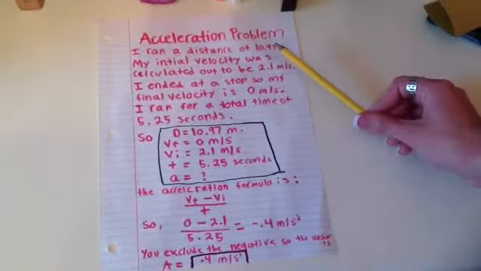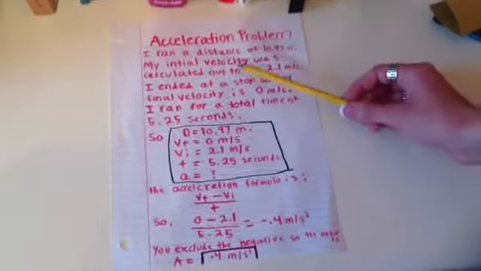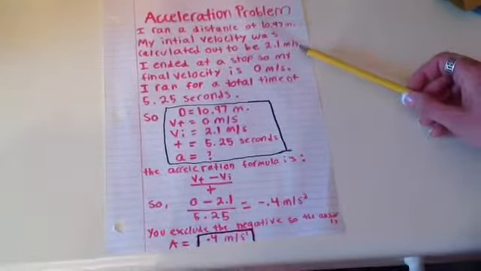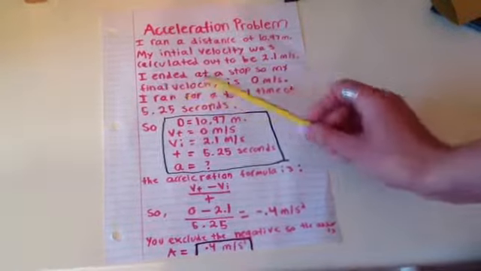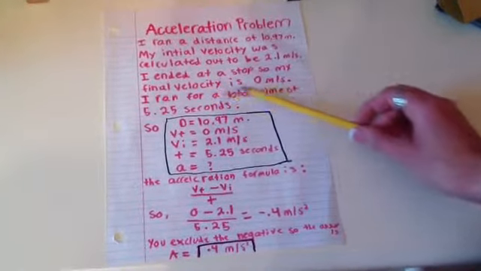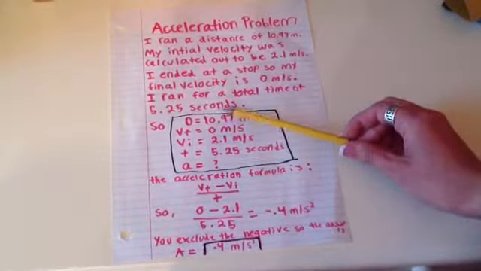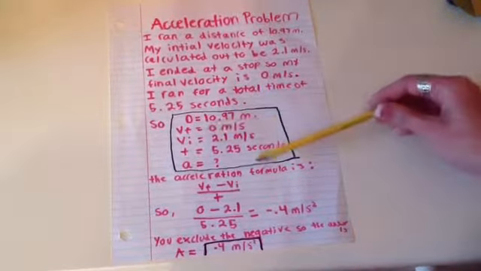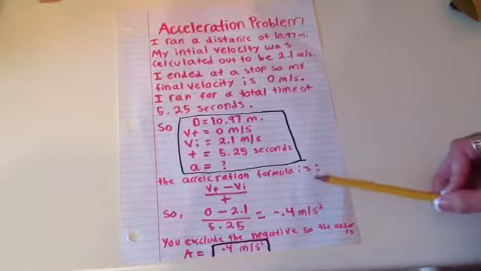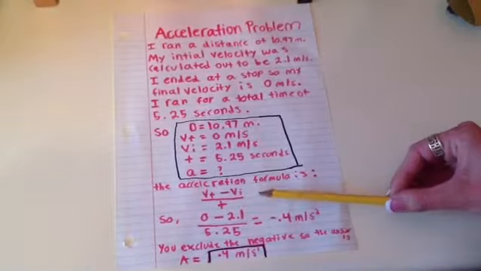I ran a distance of 10.97 meters, and my initial velocity was calculated out to be 2.1 meters per second. I ended at a stop, so my final velocity is 0 meters per second. I ran for a total time of 5.25 seconds. So this is all my given information, and the acceleration formula is Vf minus Vi divided by t.